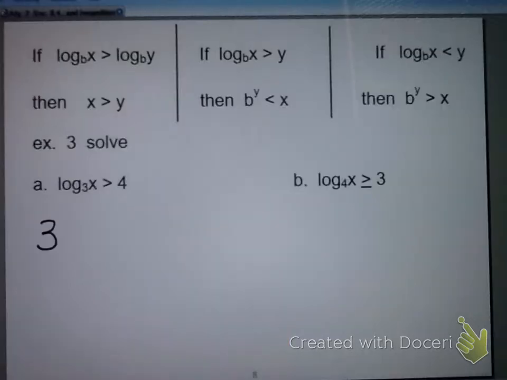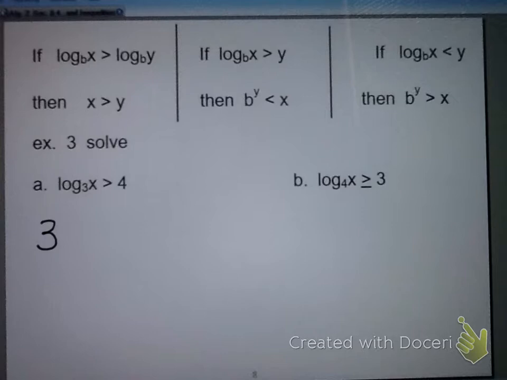Okay, pause the video for just a minute and copy all of this down. Okay, log base b of x is greater than log base b of y. If your logs are on each side, the logs go away and you just get x is greater than y. But look at the middle one. It says log base b of x is greater than y.